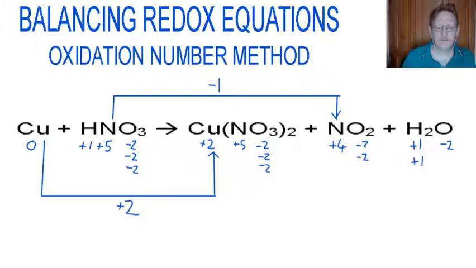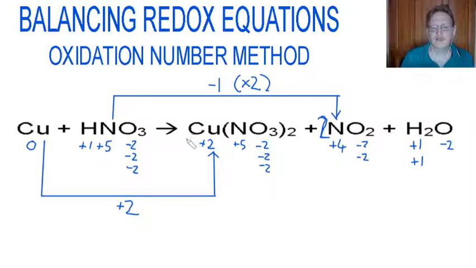Okay, so our oxidation states need to balance. The amount of reduction must equal the amount of oxidation. So we times the minus 1 by 2, and therefore we need 2 nitrogen dioxides. And now we can balance the equation.